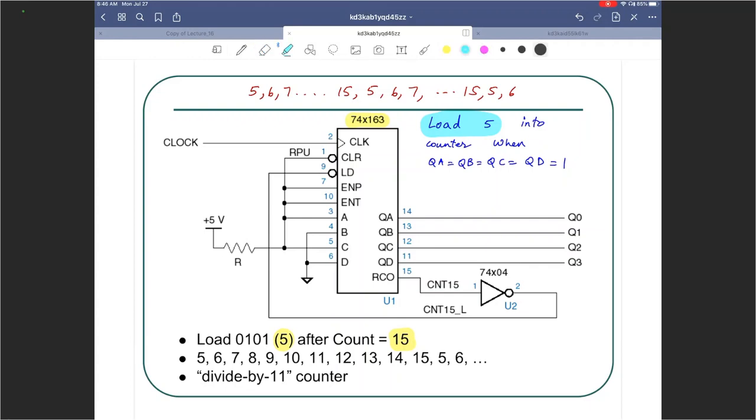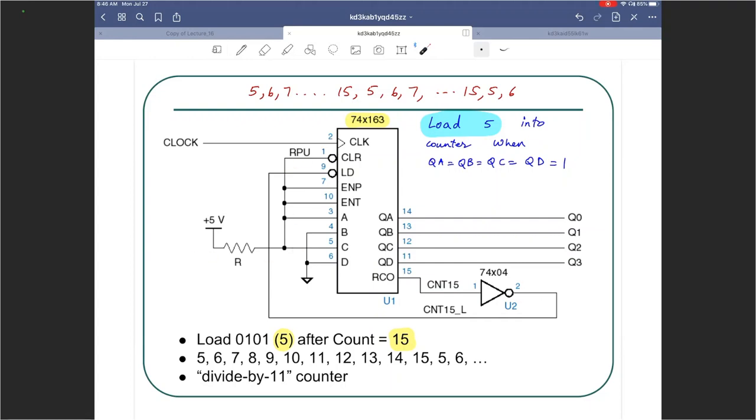And then how about the enables? ENP and ENT, they are both connected to high, so it's enabled. The clock input is connected to the timing signal called clock here. Clear, which is an active low input, is connected to high, which means that we are never clearing it, right? We are never clearing it.